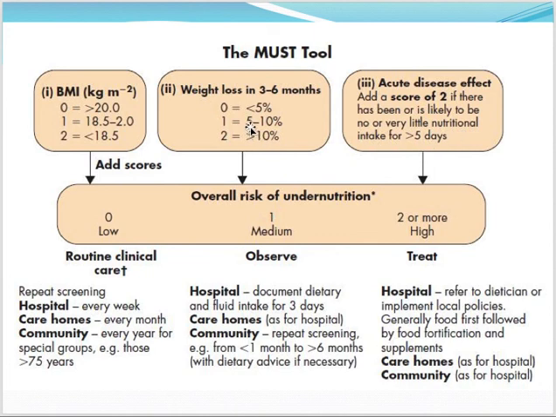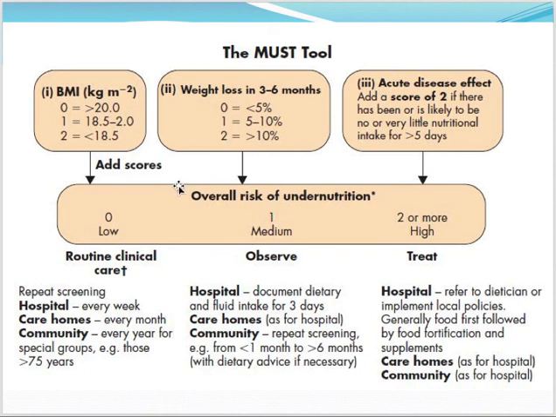So, when we take the history, when we do the examination, when we take the BMI, and when we calculate the weight loss in the last 3 to 6 months, we can add these scores. If the score is 0, there is low overall risk of undernutrition. Score 1, medium, and score 2 or more is high. So anyone who is getting 2 score or more, it means there is high risk of undernutrition.